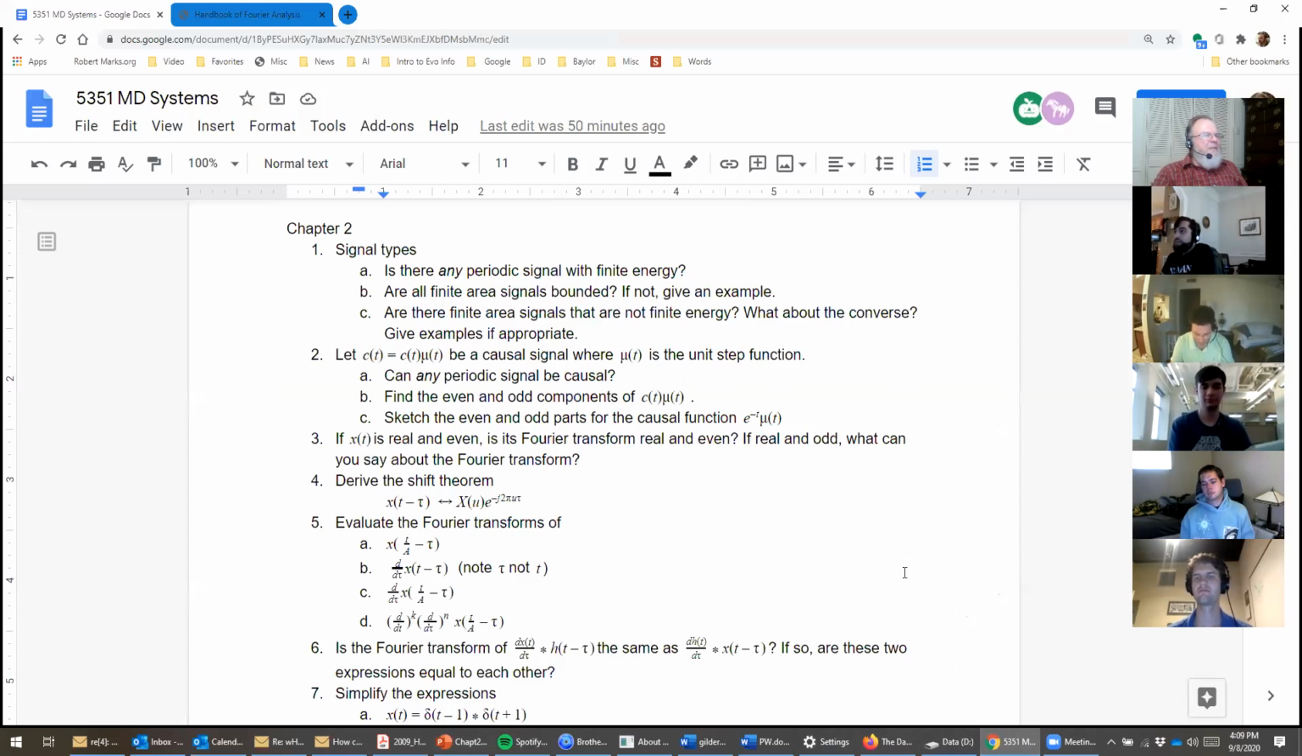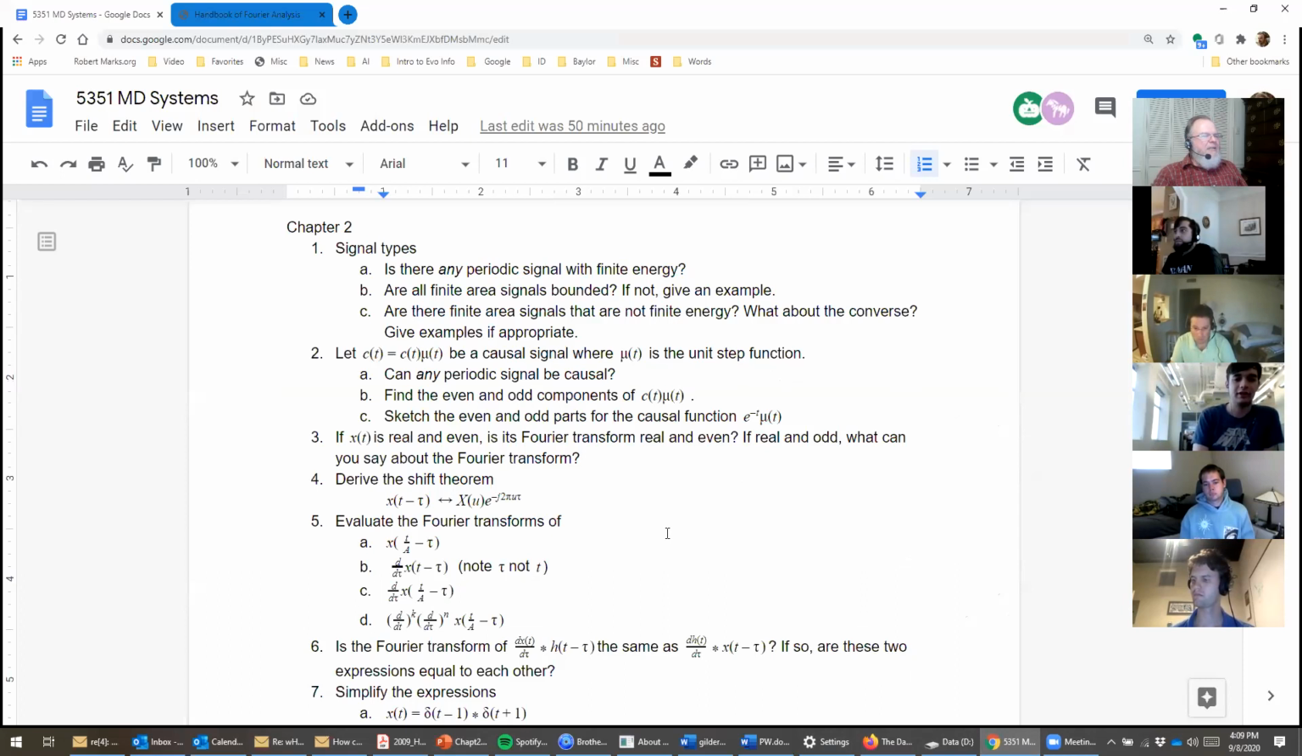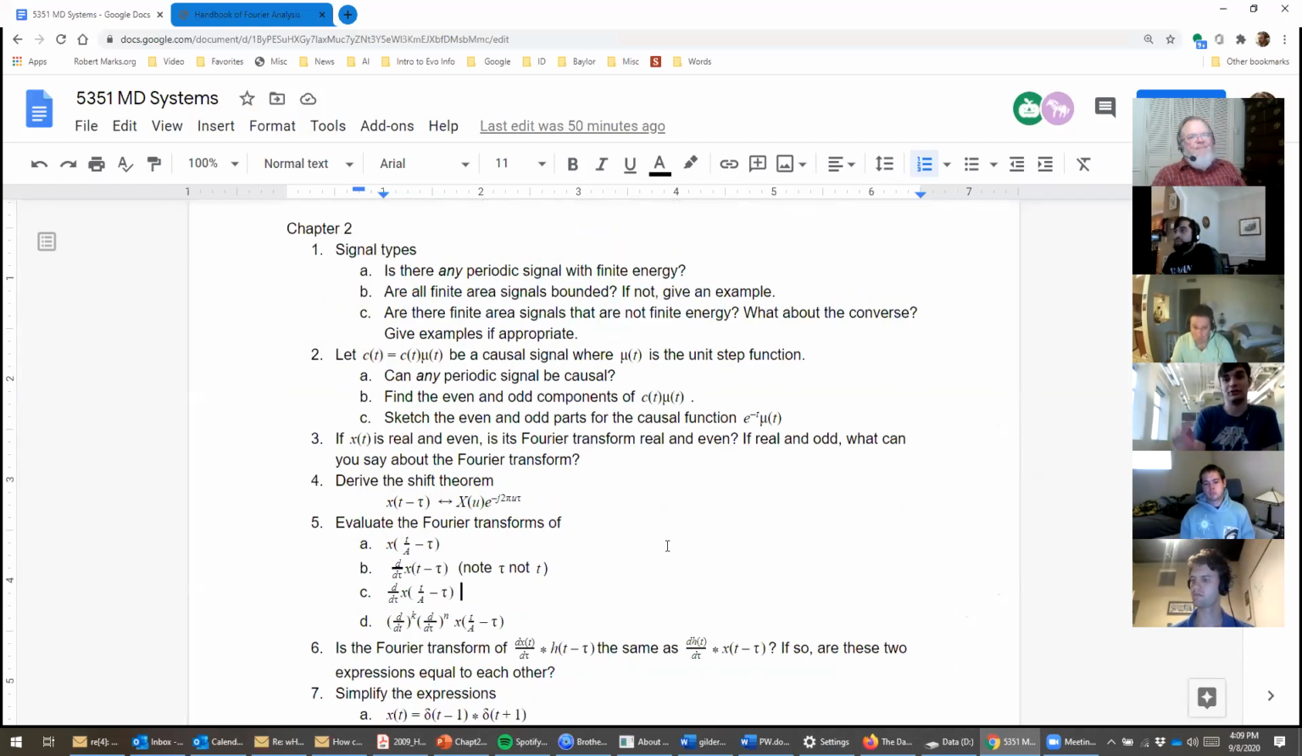Now, if you notice, some of these are in the book. The shift theorem was something that I derived in class, and I just wanted you to be able to repeat it. And I think that the rest are relatively straightforward. What about 6? Yeah, go ahead. I was actually going to mention 6.